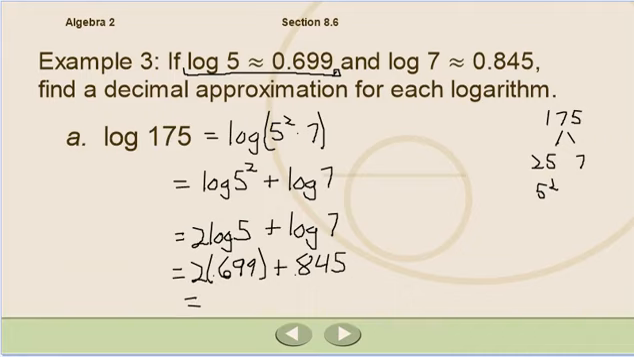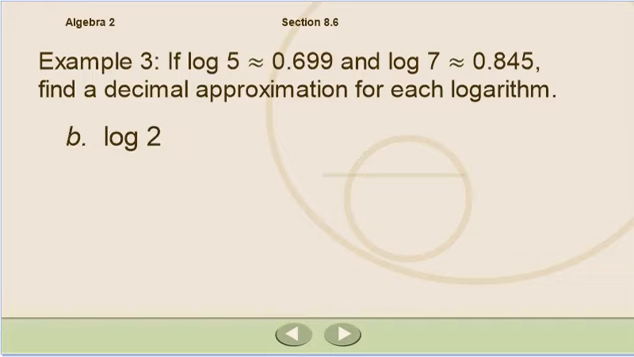And you can figure out what that sum is. You can multiply 2 times 0.699, add that to 0.845, and you get 2.243. So you can just do that on a calculator or do it off to the side with pencil and paper. So there's one. Moving on to the next one, same directions but a different one here.